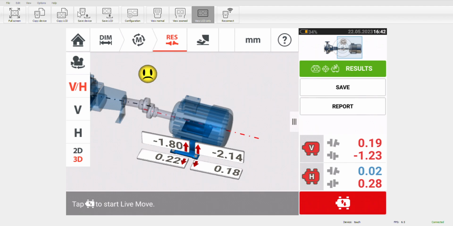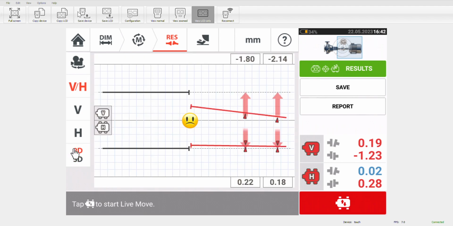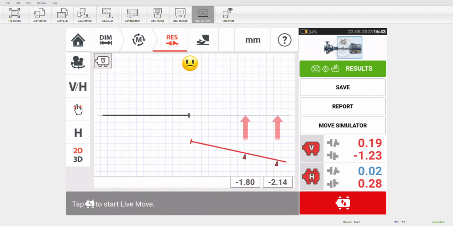In order to use the move simulator, we change into the 2D screen. Here we now have the chance to go for vertical or horizontal. We go for vertical first because we do the vertical correction first, as any vertical correction affects horizontal again. So we first correct vertical.